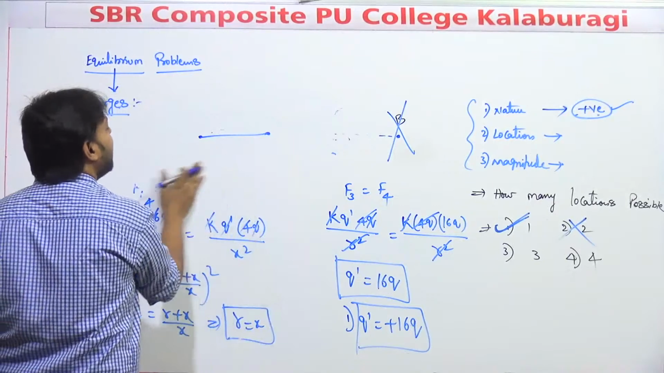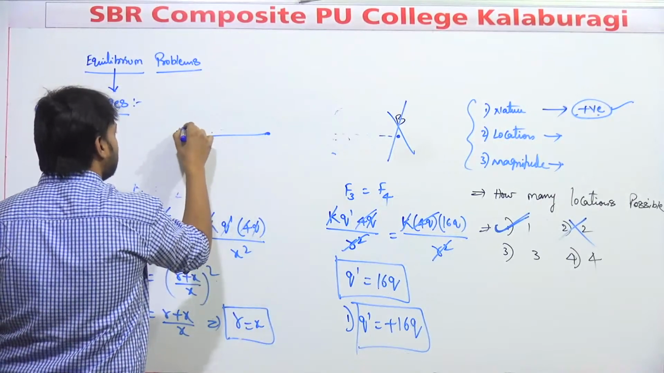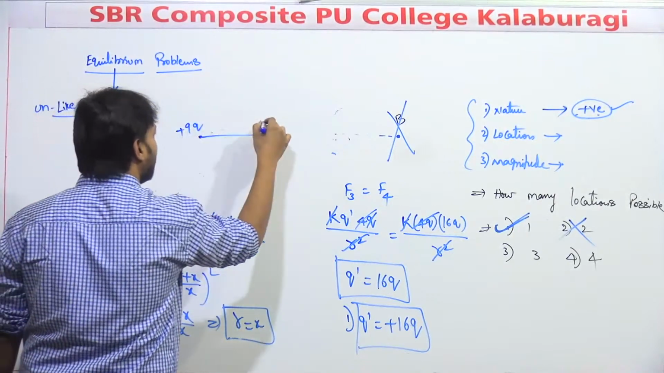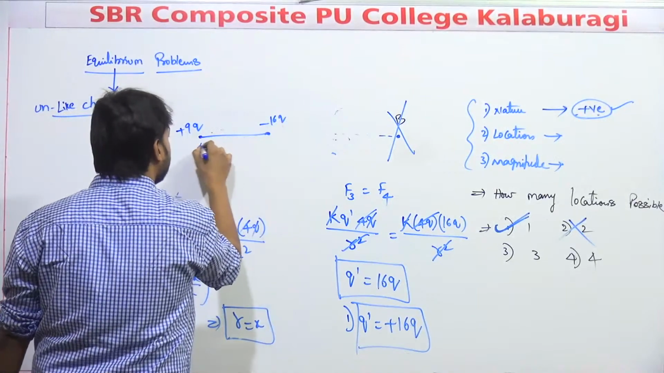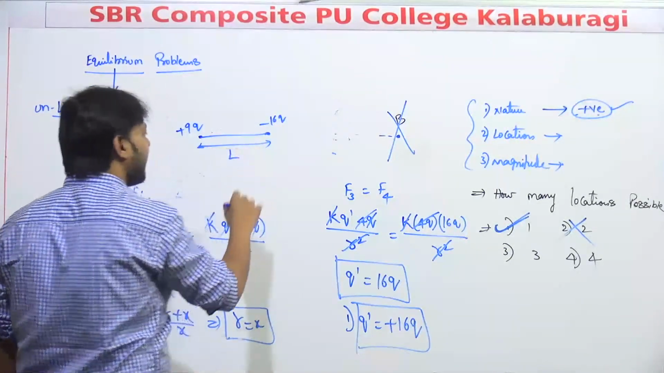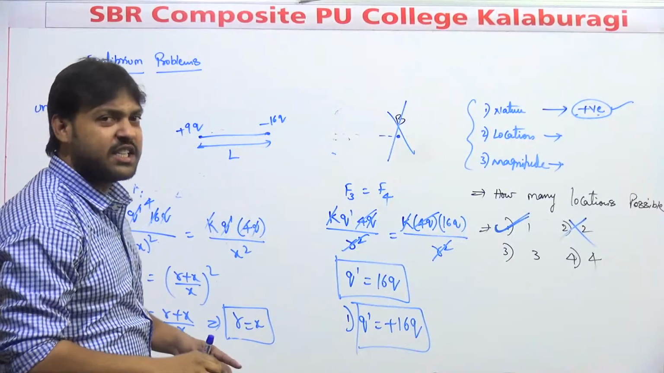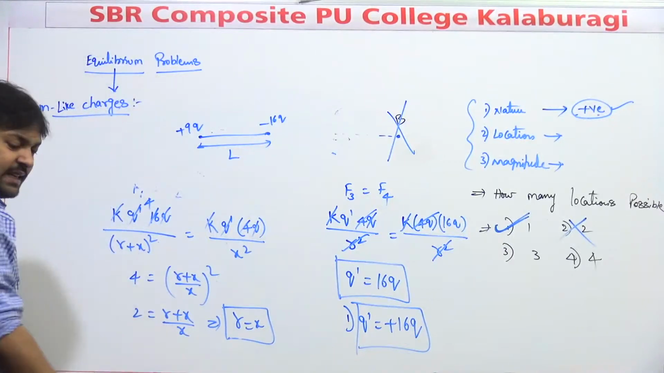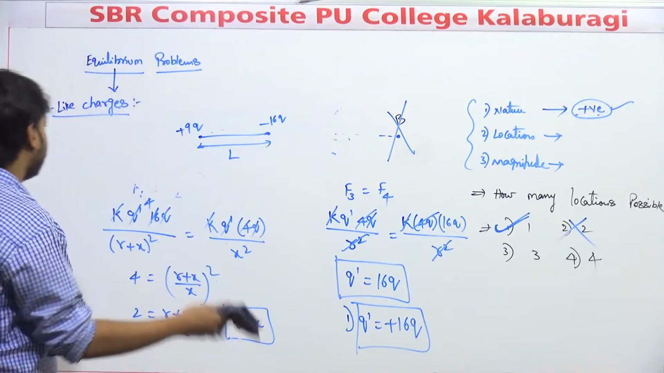For example, plus 9Q and minus 16Q separated by a distance L. Plus 9 and minus 16 separated by a distance L. Right? Start doing.